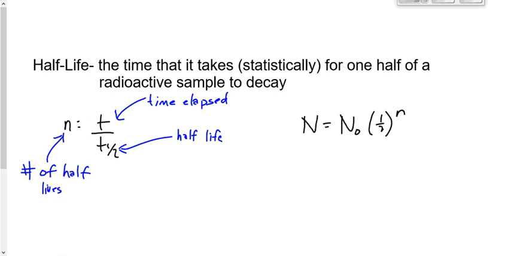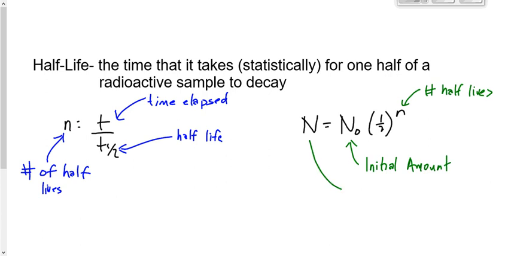Let's identify some of the variables here. Little n stands for the number of half-lives, which we may have given to us, or we may have to solve for using the equation on the left-hand side. N0 is the initial amount. This is what we start with. N is the final amount. This is what we end up with.